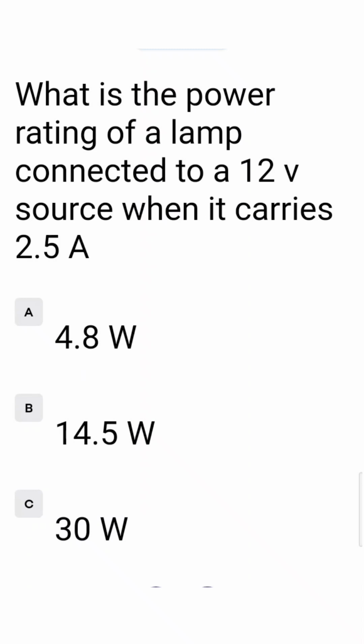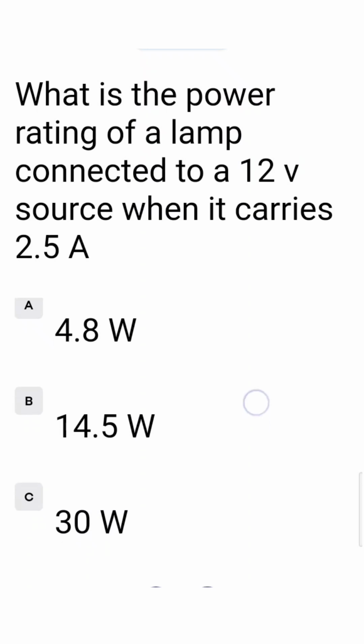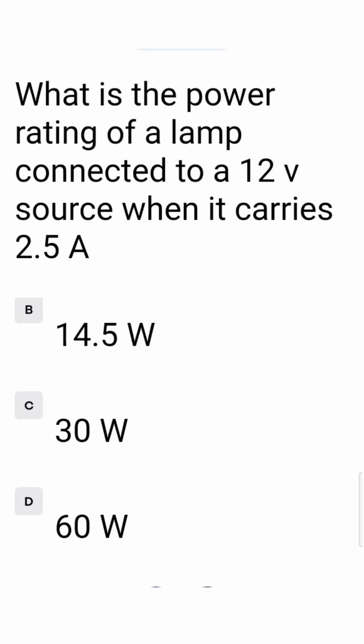What is the power rating of a lamp connected to a 12 volt source when it carries 2.5 ampere current? Option A 4.8 watt, B 14.5 watt, C 30 watt, D 60 watt. P is equal to IV, 12 multiplied by 2.5 equals 30. Option C is the correct answer. So we tick at option C.